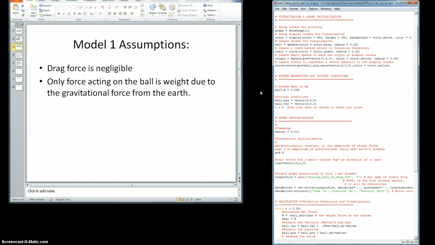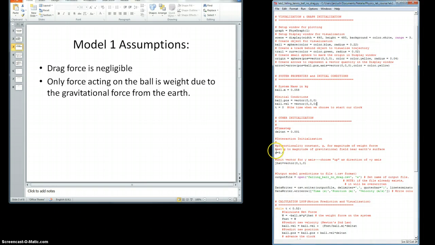I used my observations from the video to provide the initial conditions of the ball, so its initial position and velocity. I included the mass of the ball in SI units as 0.058 kilograms. I set delta t, which is the change in time, to be 0.001 seconds, as this time interval was much smaller than the time scale of the motion that I was observing.